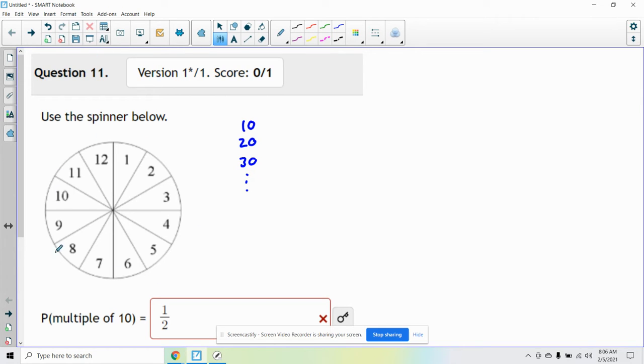So looking at this spinner, there's only one number that's a multiple of 10, and that's this guy. So it's going to be 1 out of how many possible outcomes? Well, there are obviously 12 outcomes. So your answer is just going to be 1 out of 12. Don't overthink that one too much.